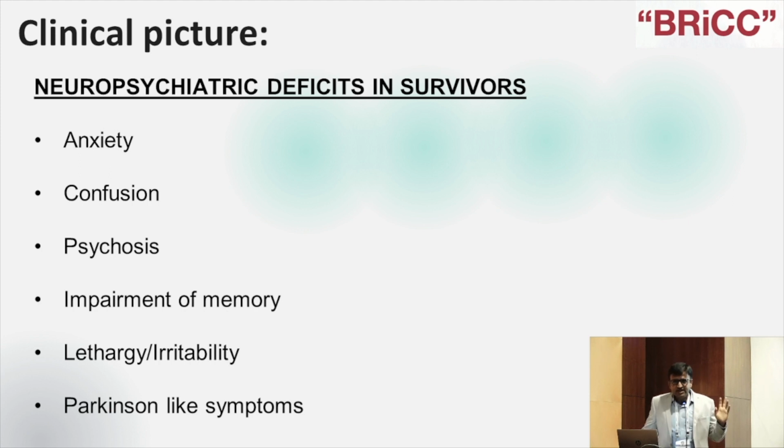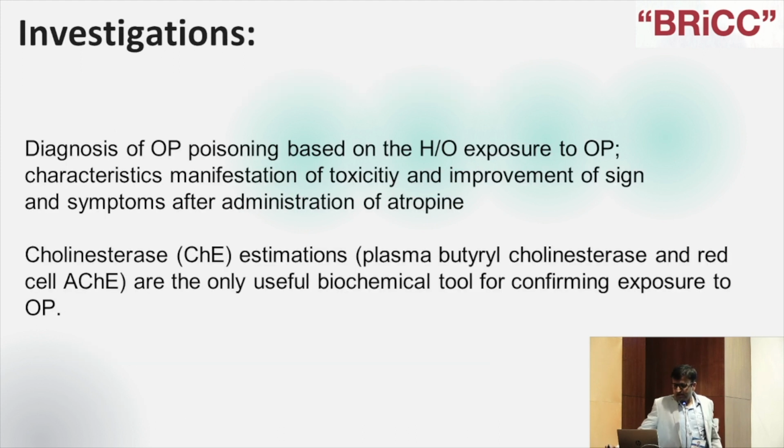As I said, when there is exposure to a toxin in the brain for a certain amount of time, once they recover from the acute phase, they always have some issues with their neuropsychiatric condition. So these are the things, including Parkinson-like symptoms, that can happen as well. So investigations: mainly the diagnosis is a good history, the exposure history, and the clinical picture, and obviously a typical smell is described in the literature as well.